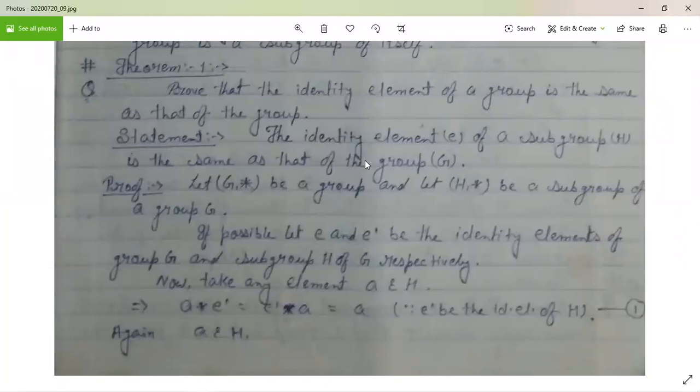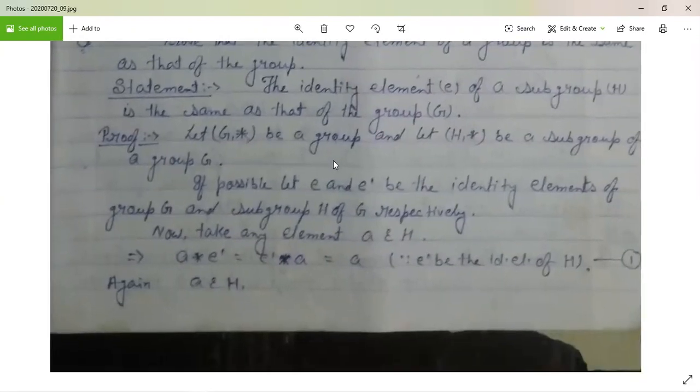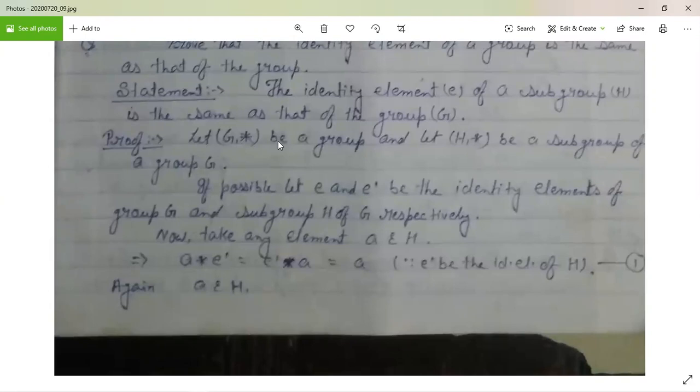In your last class, we saw the theorem proving that the identity element of a subgroup is the same as that of the group. Let (G, *) be a group and let (H, *) be a subgroup of G. If possible, let e and e' be the identity elements of G and of the subgroup H respectively. Then we have to prove that e equals e'.